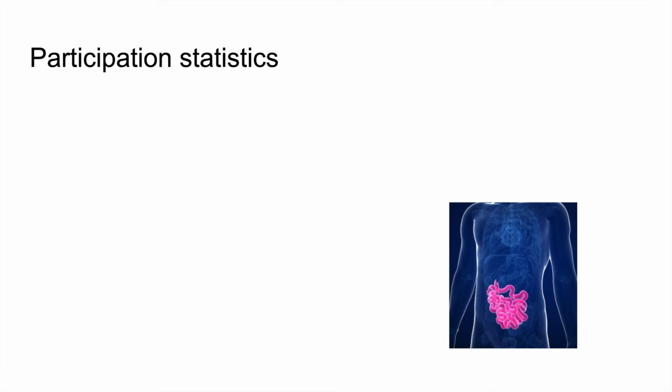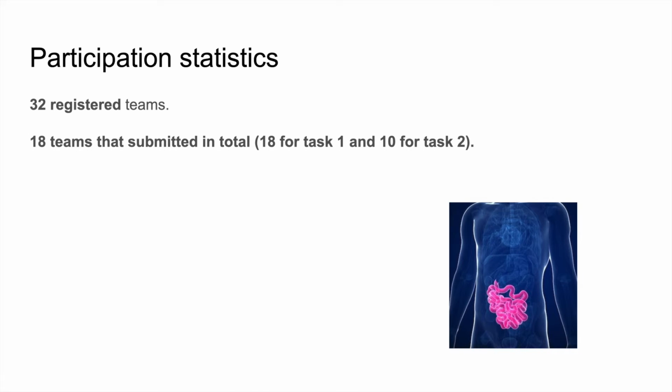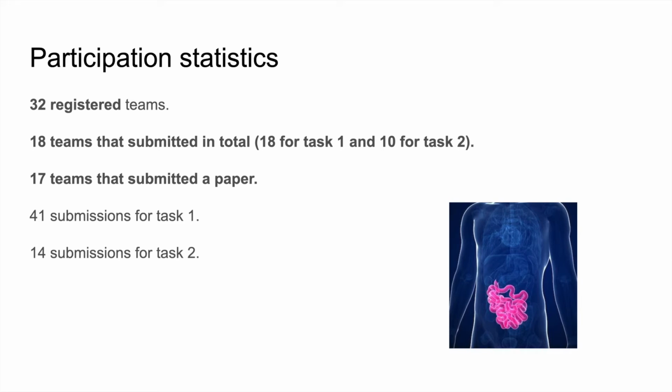So some statistics about the participants. In total, we had 32 registered teams, 18 teams that submitted in total, 18 for task 1 and 10 out of these 18 for task 2. We had 17 teams that at the end submitted the task description paper. We had 41 submissions for task 1 in total, meaning different runs. We had 14 submissions for task 2. And it looks like all of them used deep learning, which is not really a surprise.